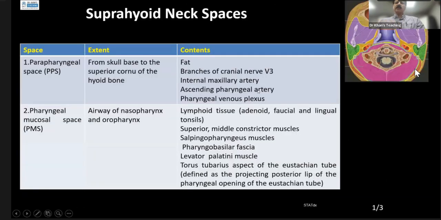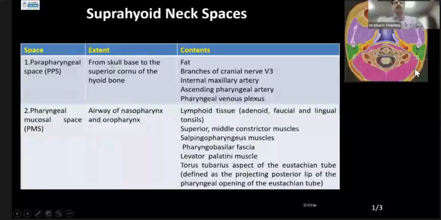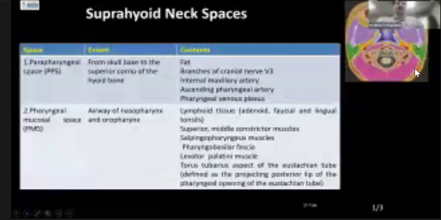Now, as I told you, I'm not going to go into details of anything. This is just an introduction, which we will cover during the next 3-4 sessions. But having said that, it is a good idea to have an idea of the extent. Look at this parapharyngeal space. It extends from base of skull to the superior cornu of the hyoid bone. This extent is extremely important. Of course, contents we will learn when we go into details.